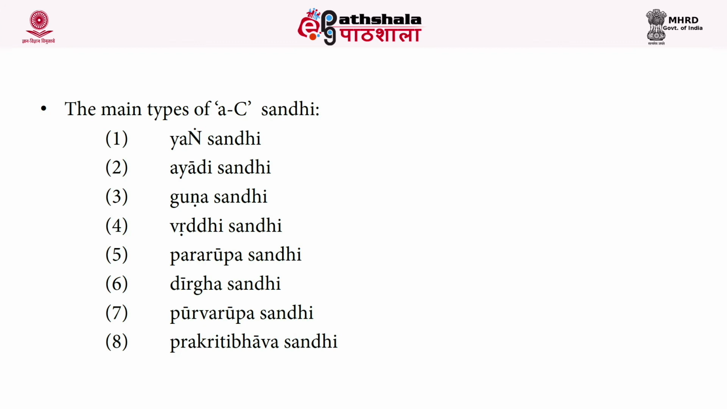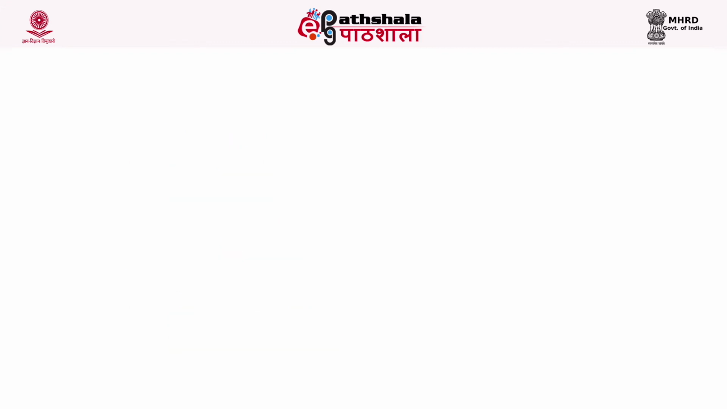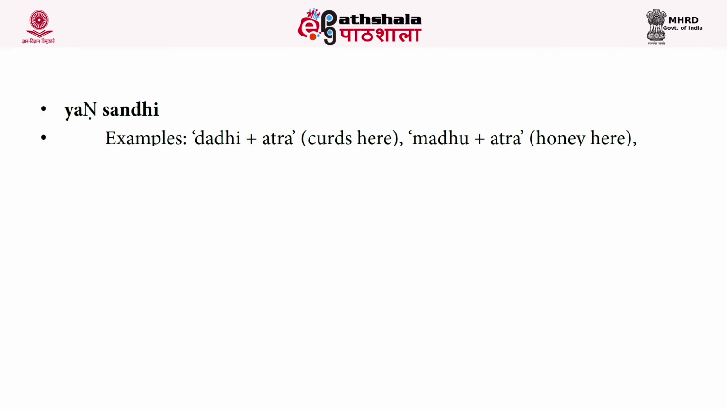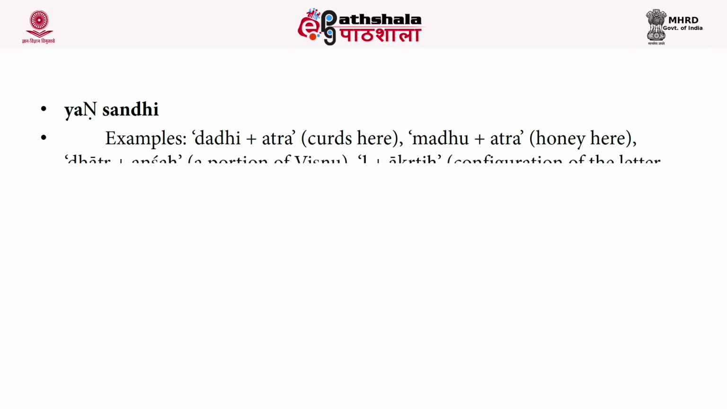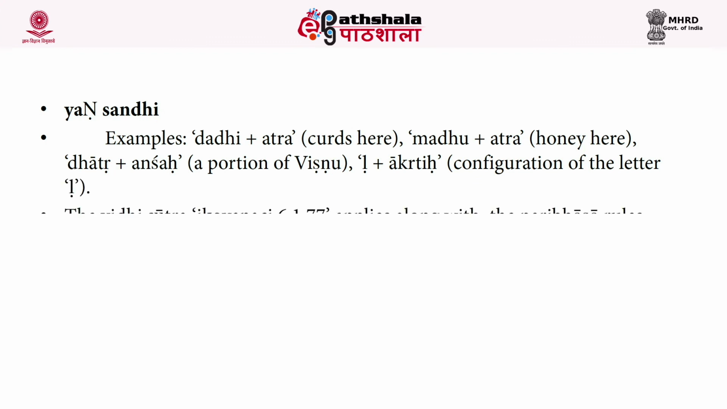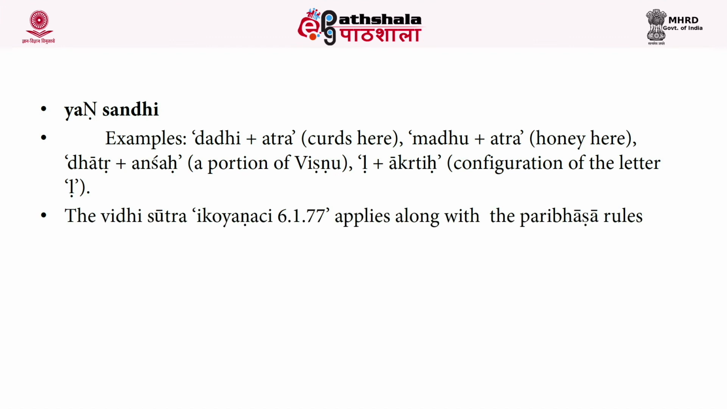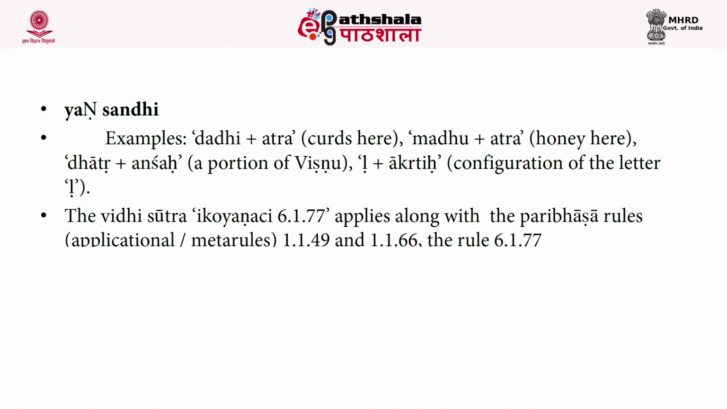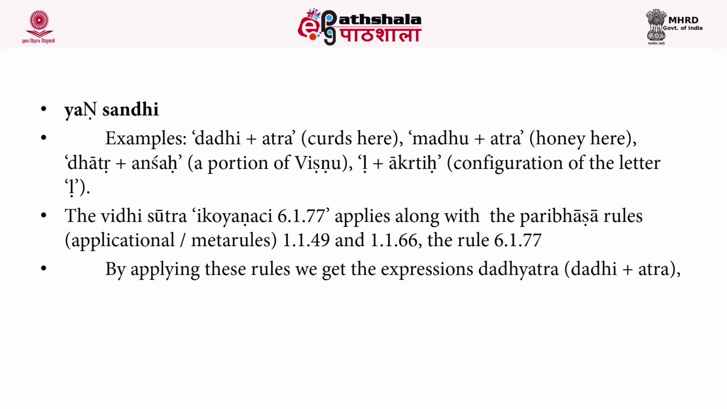Let us now examine the rules pertaining to these types of Ach Sandhis with their examples. First, Yan Sandhi. Examples: Dadhi atra, curds here; Madhu plus atra, honey here; Dhatri plus amsha, a portion of Vishnu; Lri plus akriti, configuration of the letter Lri. These are the fit cases for application of the rule Iko Yanachi 6.1.77.